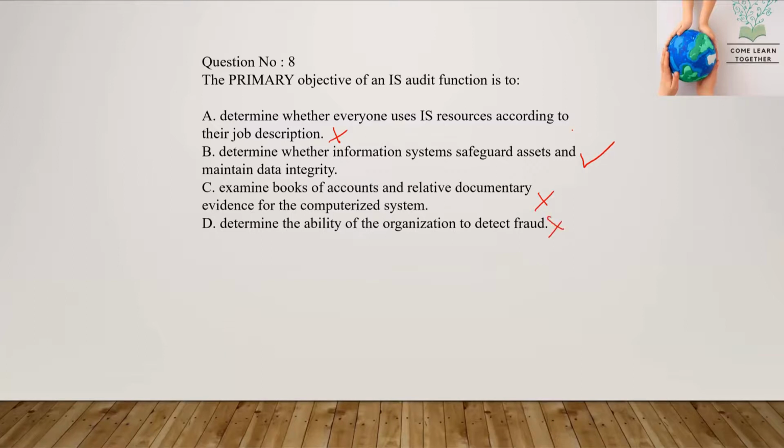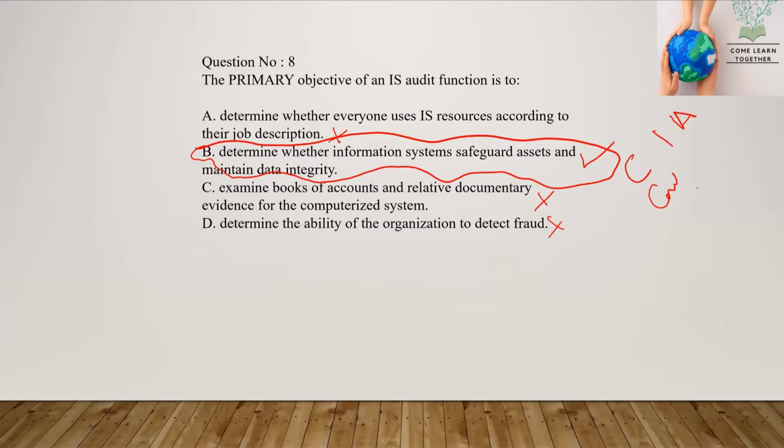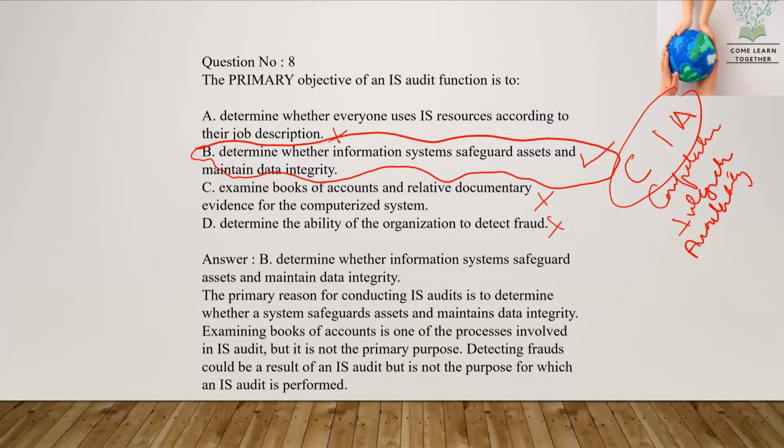So logically, and with the theory of elimination also, we arrive that this should be the only primary one based on the options given. I'm not saying that this is the only primary objective, but based on the options which are given, it makes more sense: whether the information systems are safeguarding assets and data integrity, because the information system audit is all about CIA, which is about confidentiality of the information, integrity of the information, and the availability of the information. So always remember these three words, CIA, which will help us understand the questions and answer them in a more appropriate way without wasting much effort.